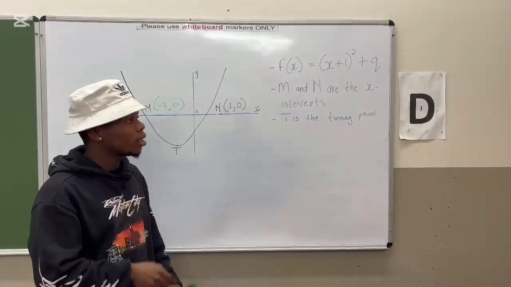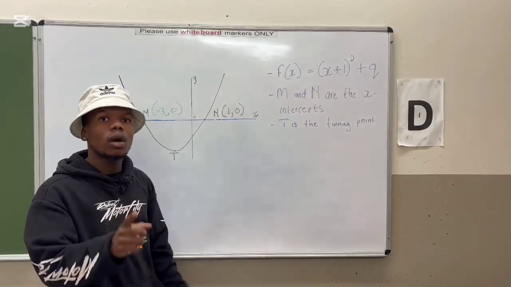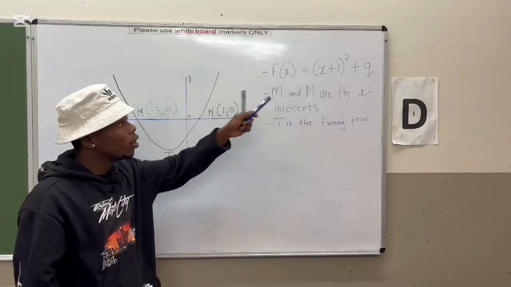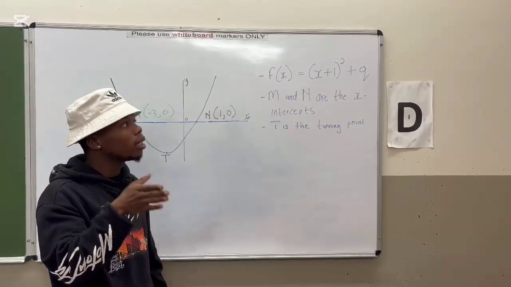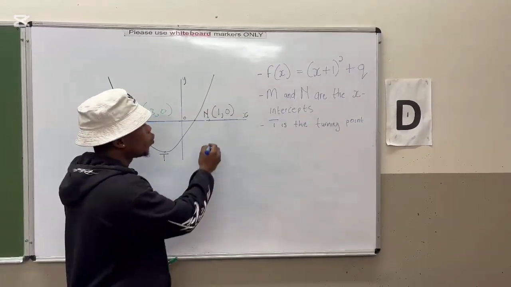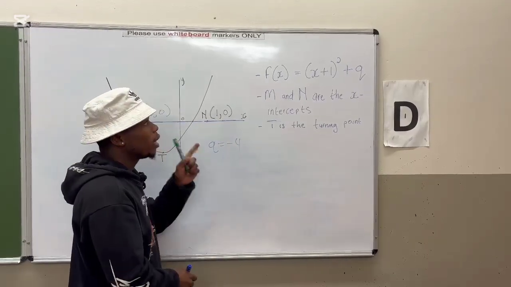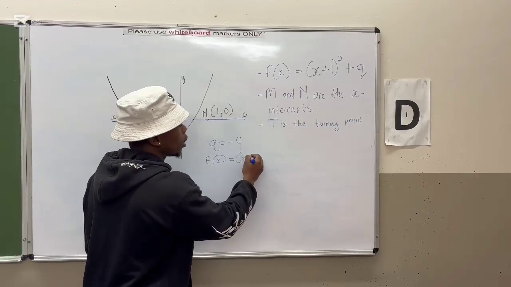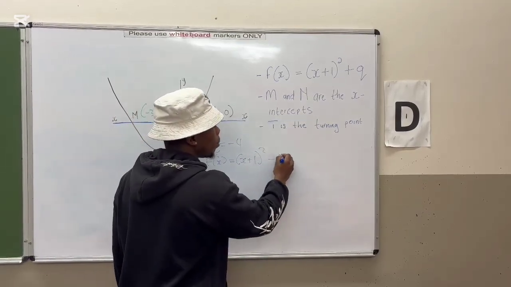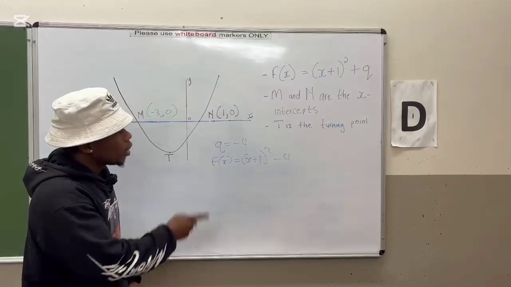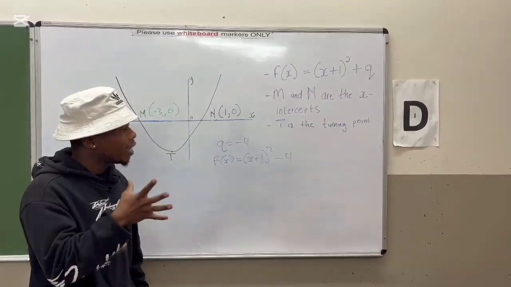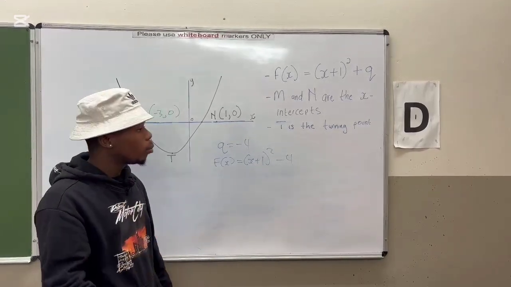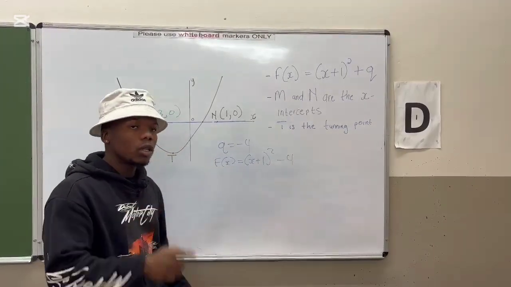Now the second question is to determine the coordinate of t, which is our turning point. But before we determine the coordinate of t, we must first calculate the value of q in our function. We calculated the value of q in the previous question, where q was minus 4. In other words, my function f of x is equal to (x plus 1) all squared minus 4. But remember, this equation is in terms of the turning point form. This value here is my x coordinate of the turning point, and this value here is my y coordinate of the turning point.